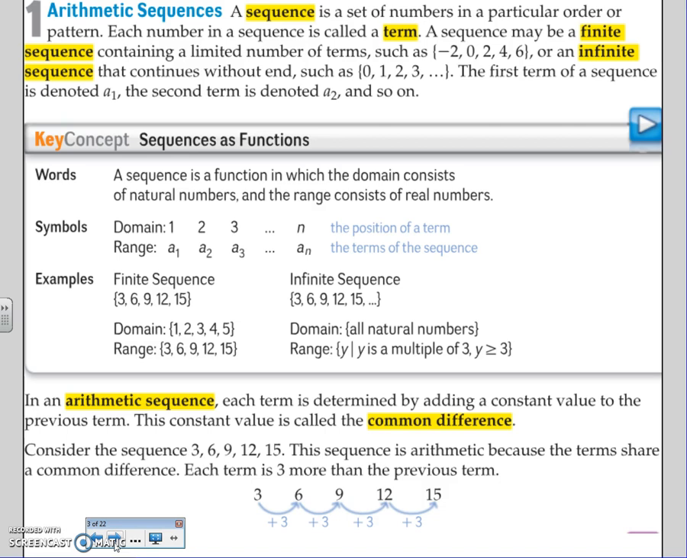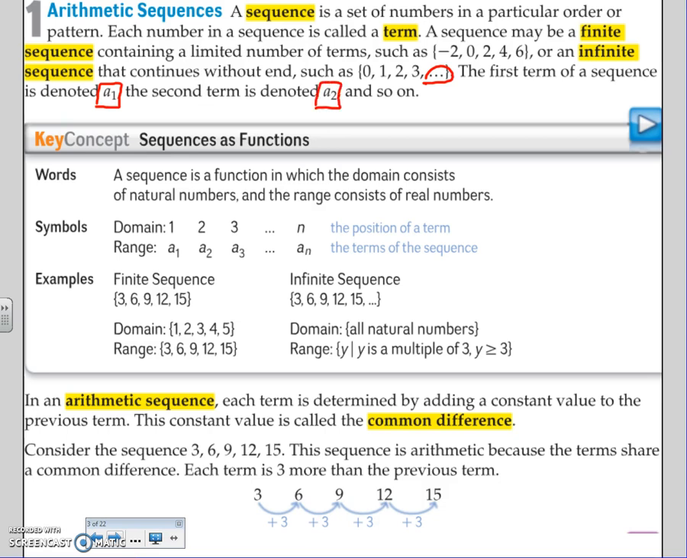A sequence is a set of numbers in a particular order or pattern. Each number in the sequence is called a term. The sequence can be finite, meaning it stops and you can count everything inside there, or it can be infinite, meaning it goes on forever without end. For example, right here it has a dot, dot, dot, keeps going. The first term of a sequence is denoted as a sub 1, the second will be a sub 2, third will be a sub 3, and so on.